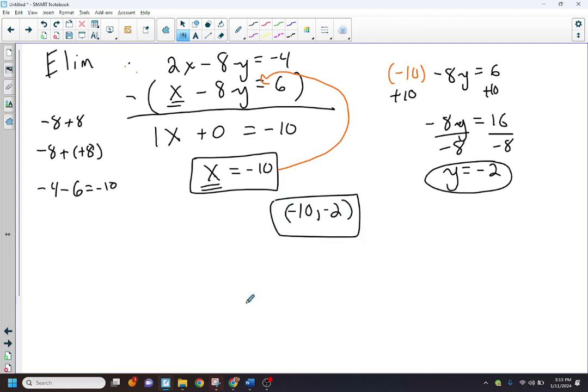Why do you put parentheses? This is a coordinate point, technically. So if you don't, I'm not going to go crazy. But you do need to at least label this. That's 1 point out of the 5-point question, okay? So don't leave that on the ground. It's negative 10, comma, negative 2.